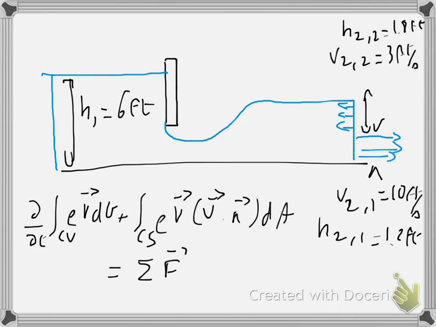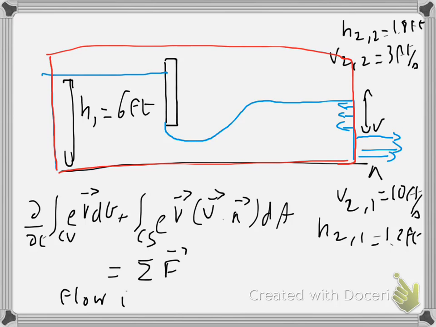Now the problem was nice enough to give us the control volume, which is essentially just the entire domain all the way to here. Also, it's important to note that the flow is steady and frictionless. So there will be no forces at the bottom.